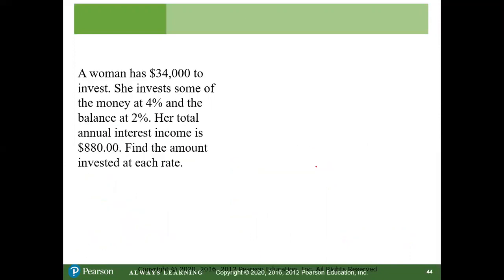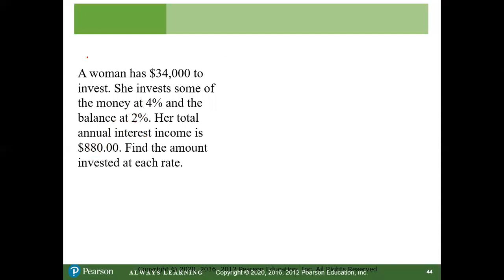Okay. So this is a pretty interesting one here. It deals with a very unique strategy. It says a woman has $34,000 to invest. She invests some of the money into a 4% account and the balance into a 2% account. So she's taking some amount of money, which we have no idea how much, into a 4% account. Whatever's left over, she's going to put into this other account that's going to pay her 2%. And we also know that the annual interest is $880. So that's how much she made for the year.